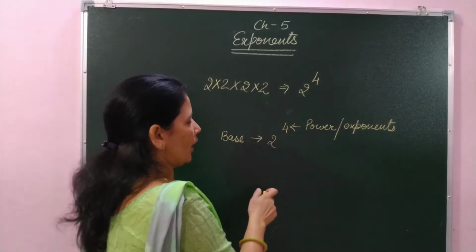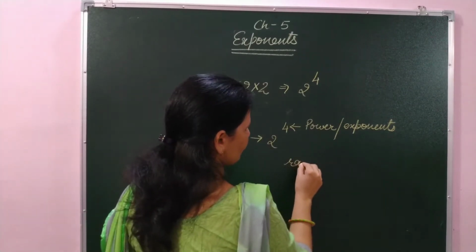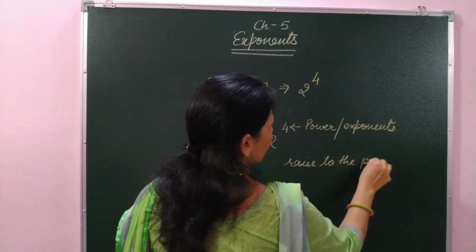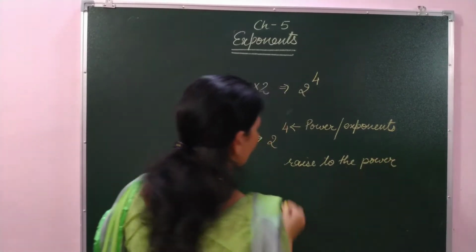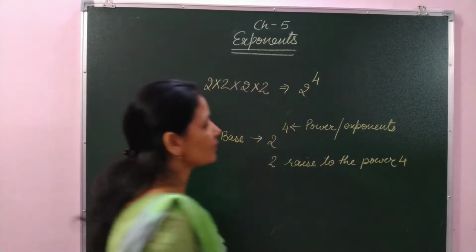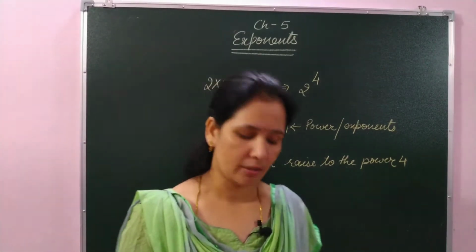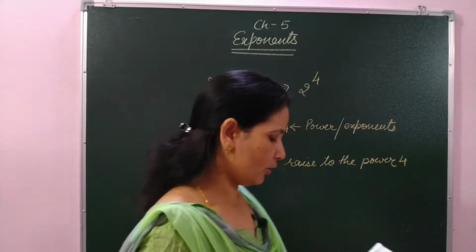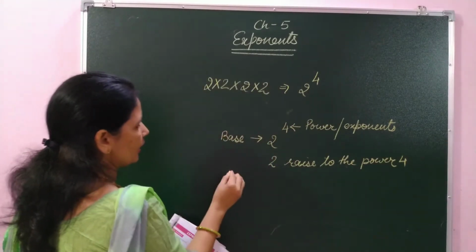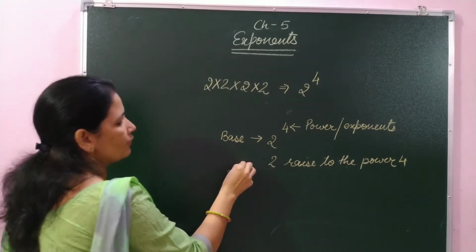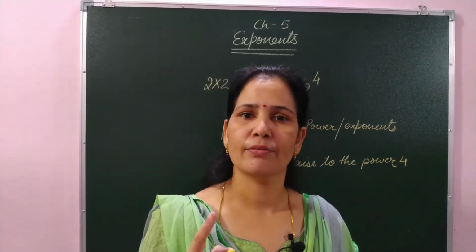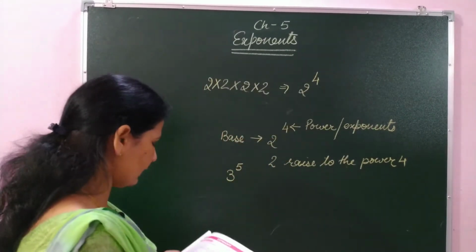And how do we read this one? We read it as raised to the power. So here we will write 2 raised to the power 4. This is the way of reading the power. Now another example: if they have given 3 with power 5, how do we read this number? 3 raised to the power 5. So this is the way of reading it.